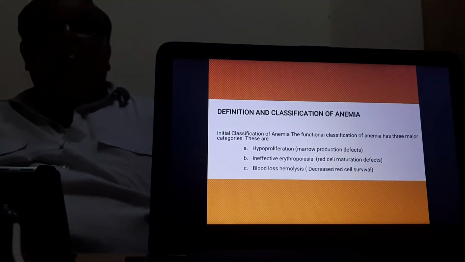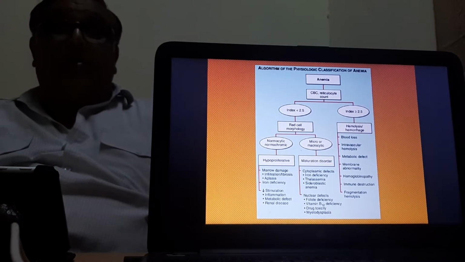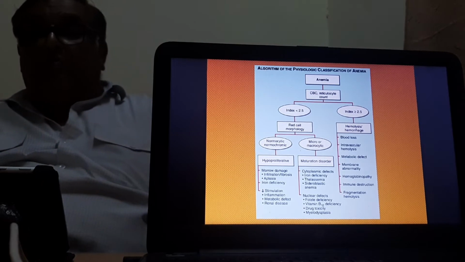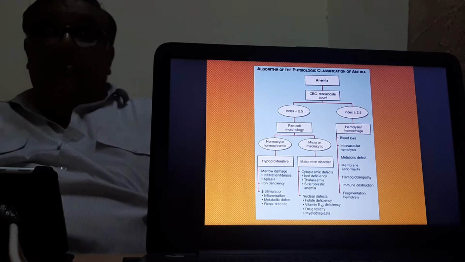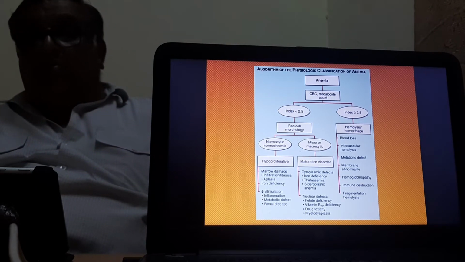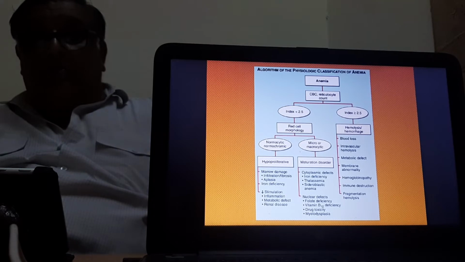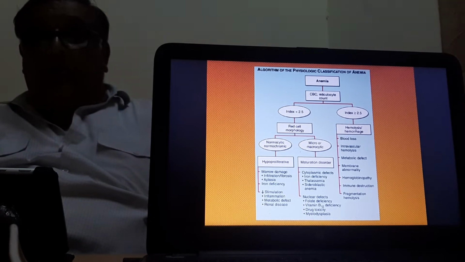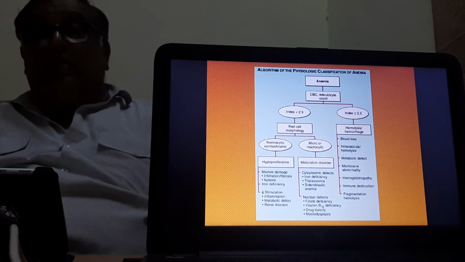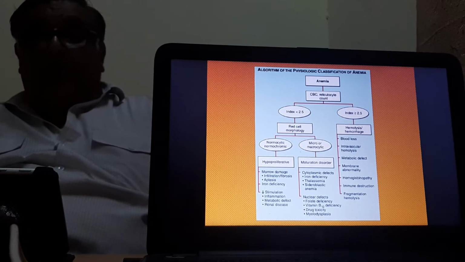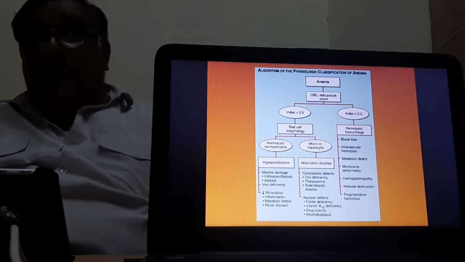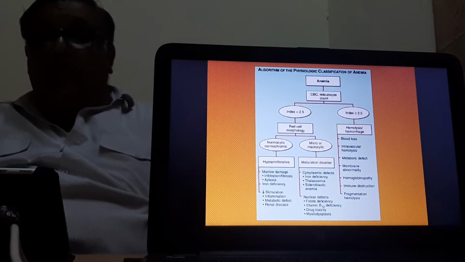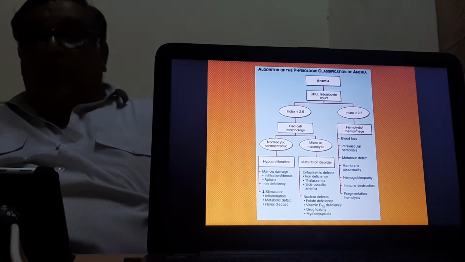Now, let's go by the algorithm of how to approach a case of anemia with all the armamentarium we have just seen. So when we have anemia, we do the simple reticulocyte count and CBC. The CBC confirms that it is anemia, and the reticulocyte count further gives us two divisions. If the reticulocyte index, kindly note the word used is index over here, is less than 2.5 or if it is more than 2.5.